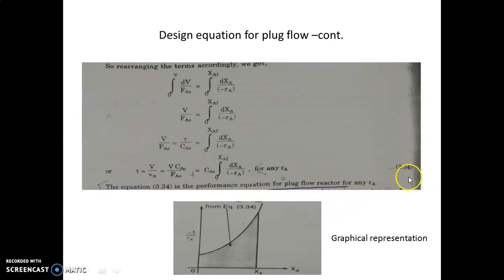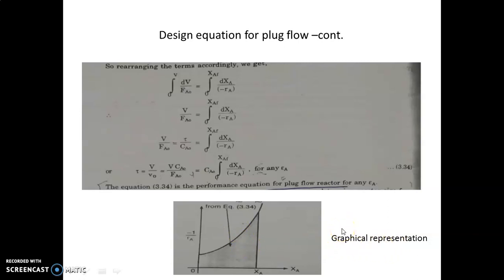And the graphical representation of this equation is given in this plot. You have to plot minus 1 upon Ra versus Xa. And this is the area which is obtained from that equation, and this area is equal to V upon Fa0, which is equal to tau upon Ca0.